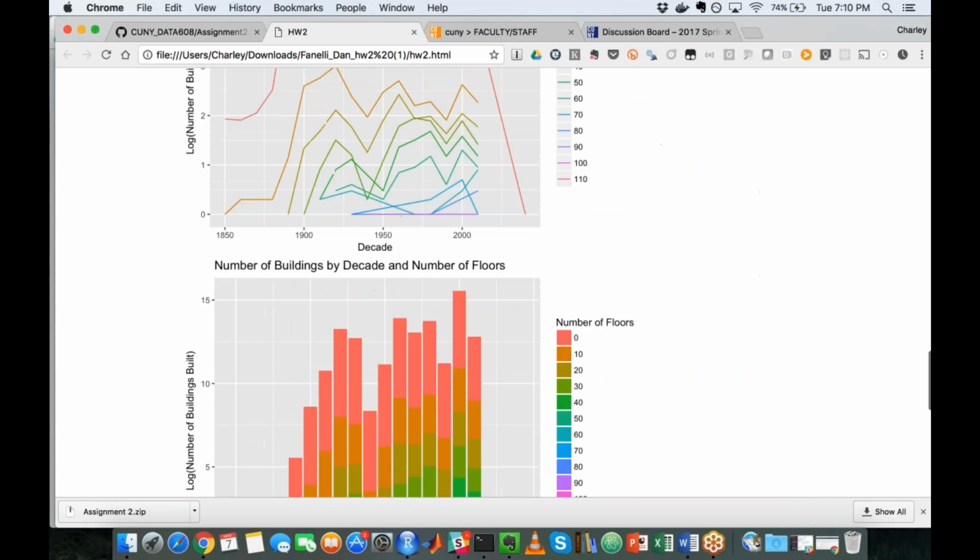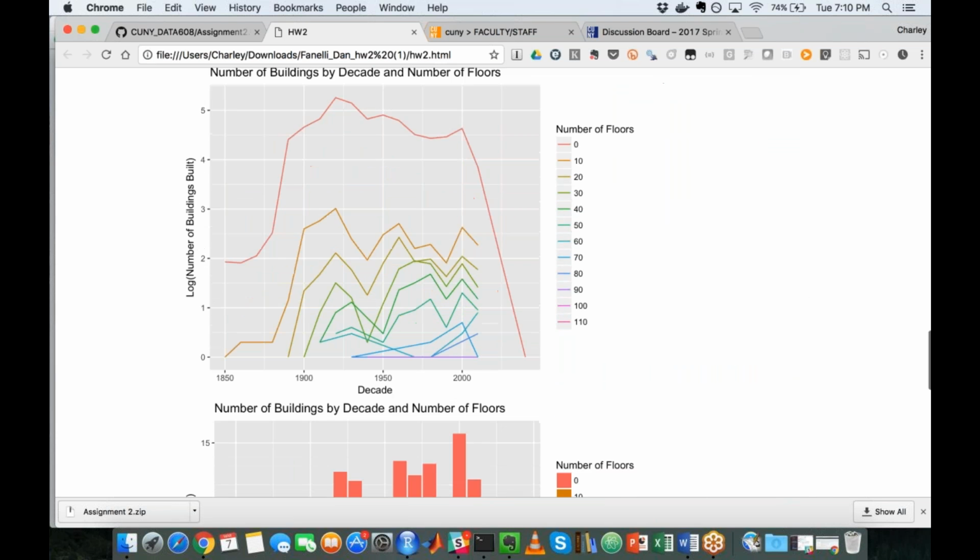And he also had a lot of interesting choices for looking at different groupings of numbers of floors. In this case, rather than using small multiples, he ended up putting it all in one chart. This is just another way of looking at that pattern.